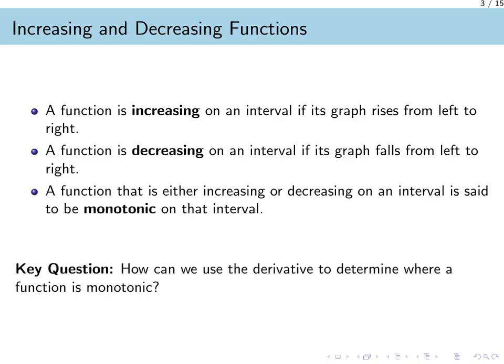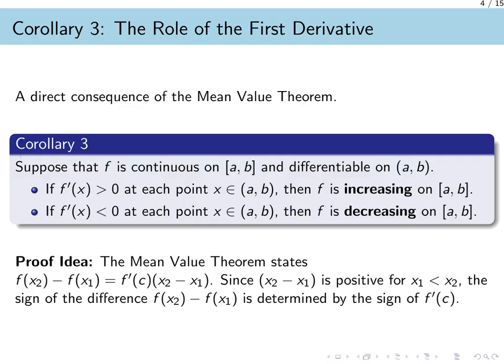This leads us to the central question we will answer. How can we use the derivative to tell us exactly where a function is rising or falling? Answering this will give us a powerful tool for analyzing a function's behavior without ever needing to see its graph. We can now use the sign of the first derivative to determine precisely where a function is increasing or decreasing, which is a direct application of the mean value theorem.